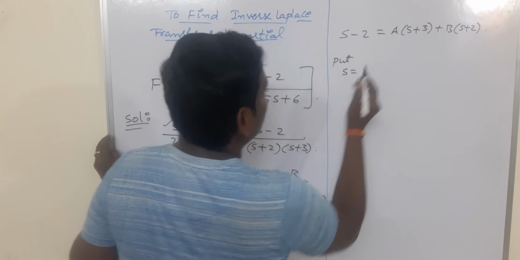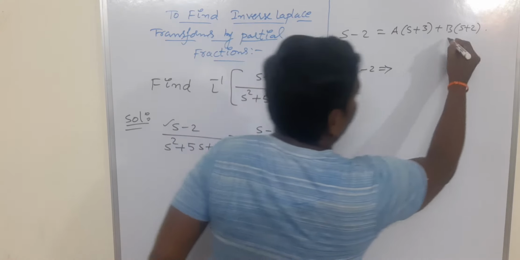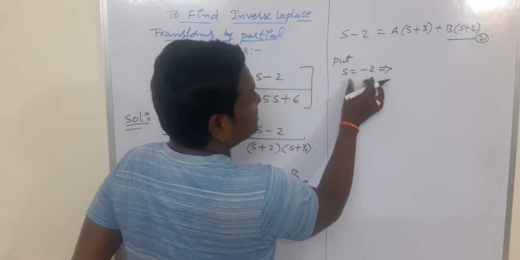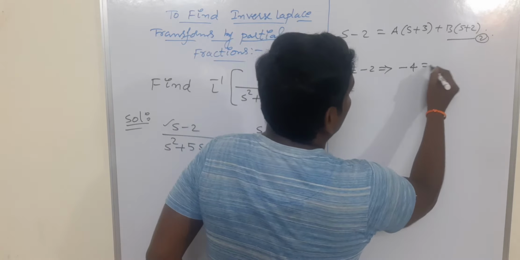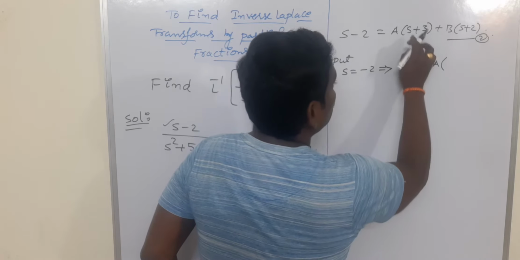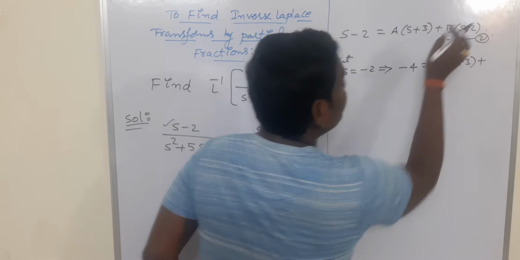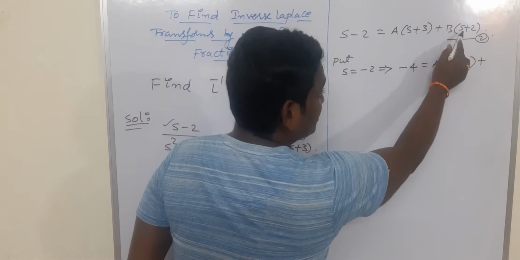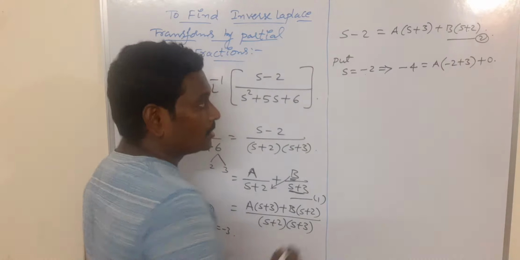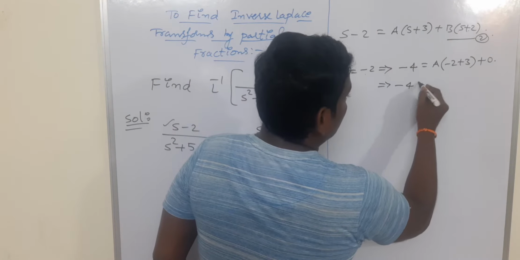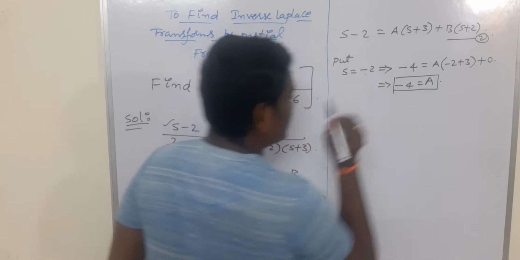Put s equal to minus 2. You can take this as equation number 2. Substitute s equal to minus 2 in the above equation number 2. So minus 2 minus 2 is minus 4, equals A of (minus 2 plus 3). Plus, this term will automatically be eliminated because it has the (s plus 2) factor. If you substitute minus 2, then it becomes minus 2 plus 2, which is 0. So what is here? 3 minus 2, A. So the A value is minus 4.